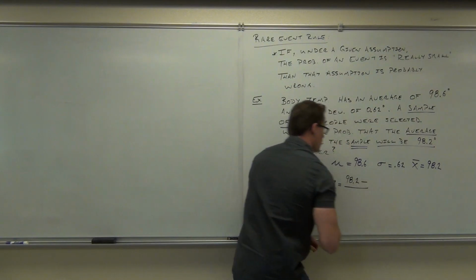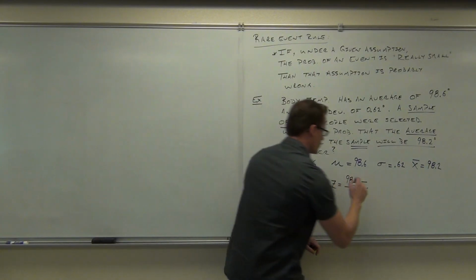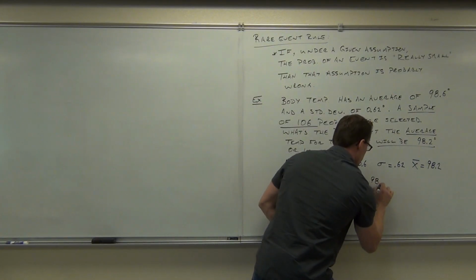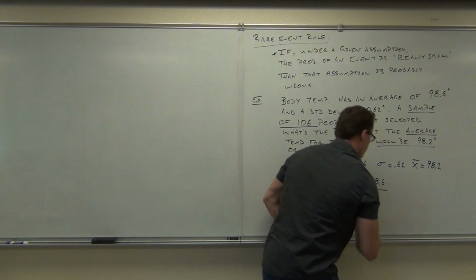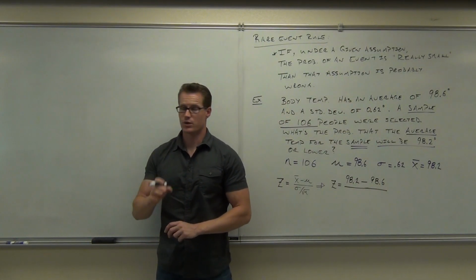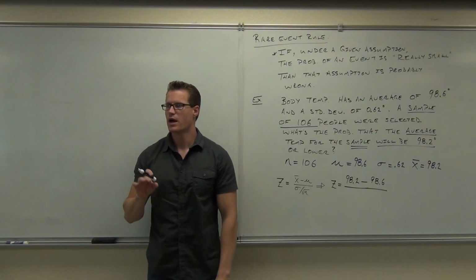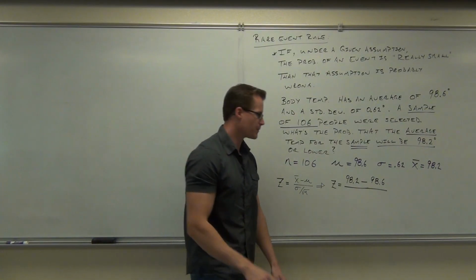98.2. Minus. We take our X bar minus our mu. What's our mu? 98.6. Notice how if you get those two things confused, you're going to get a positive z-score where you want a negative z-score, or a negative z-score where you want a positive. It'll be off by a sign. It'll be the opposite of what you're looking for. Your area will be completely wrong.